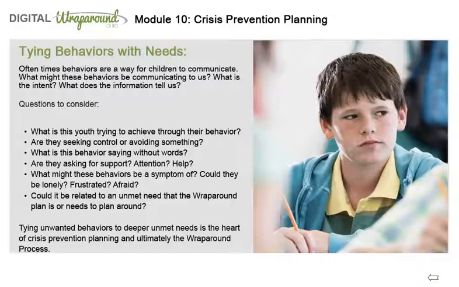What might these behaviors be a symptom of? Could they be lonely, frustrated, afraid? Could it be related to an unmet need that the wraparound plan is or needs to plan around? Tying unwanted behaviors to deeper unmet needs is the heart of crises prevention planning and ultimately the wraparound process. Looking at triggers, signs, consequences, and patterns can help us better translate the behavior into the message it is communicating.